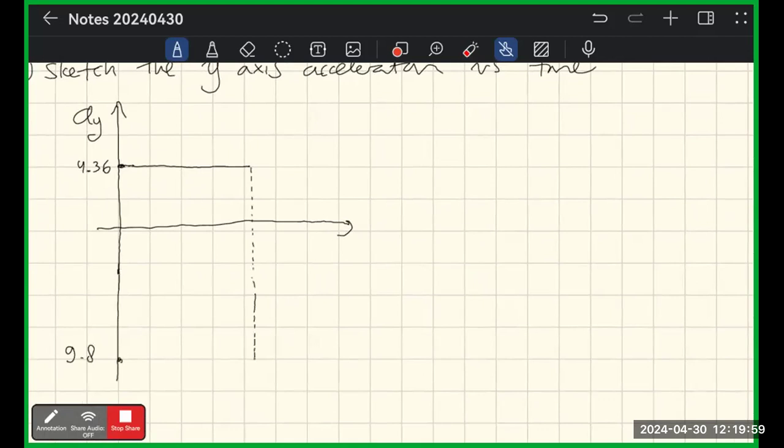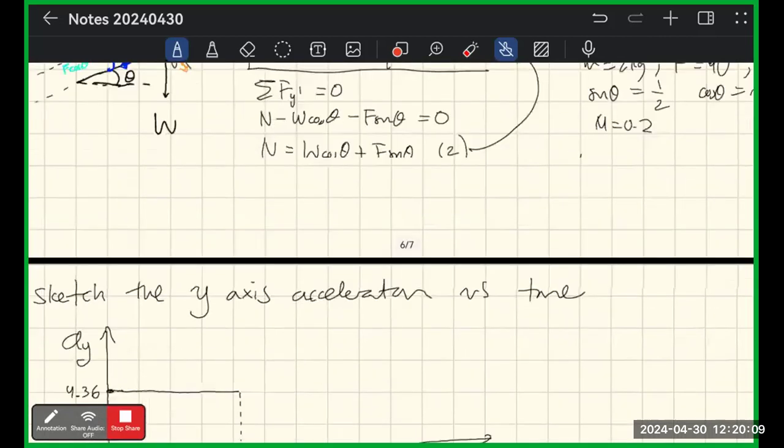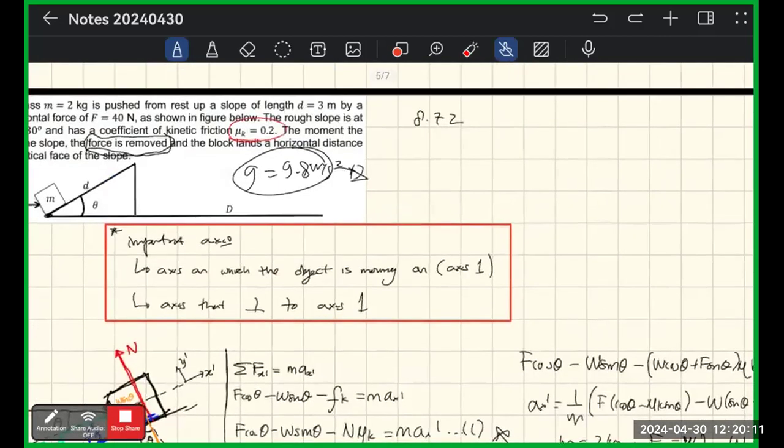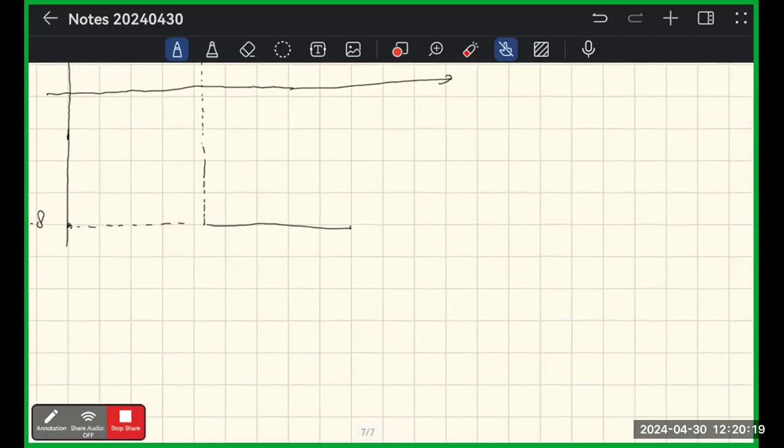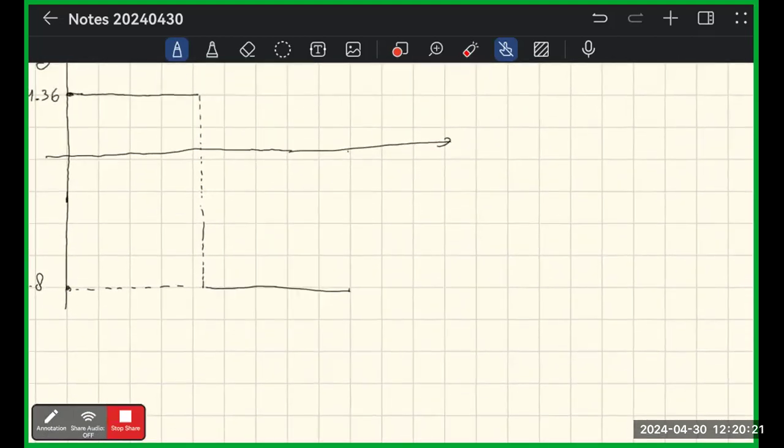Sorry, maybe this graph is not to scale. It's going like this until it falls down, until it touches the ground here. There's no y acceleration because it just dropped, so it will go back to 0. So we just draw this. That's it.